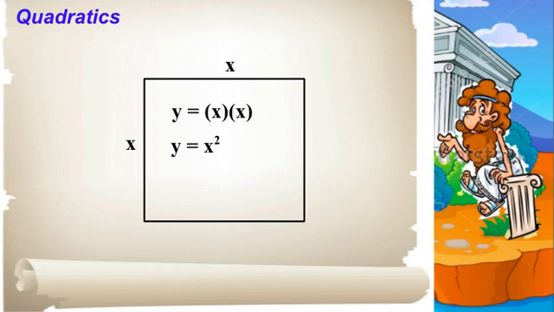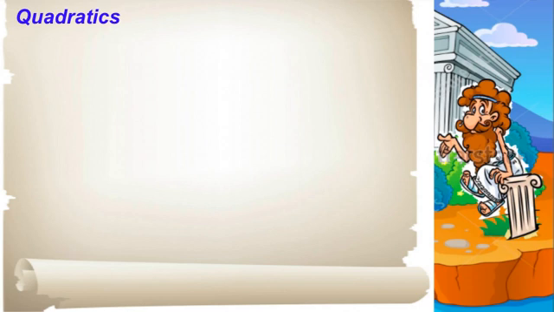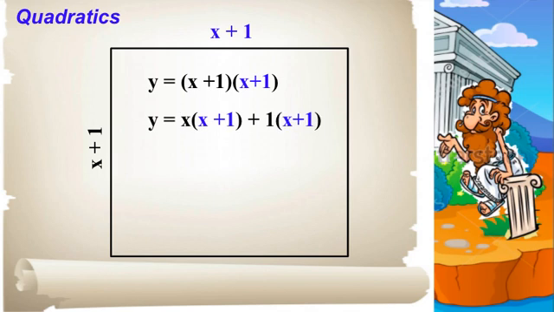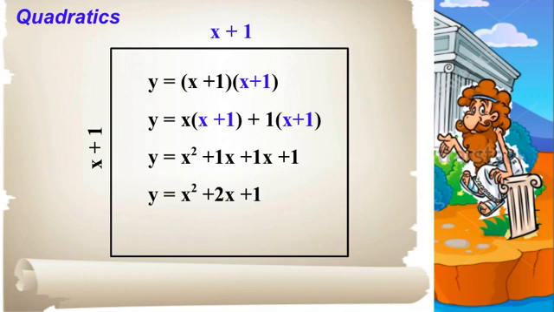We then visualized another square, having the dimensions x plus 1. And when we multiplied the length and width, it again created another quadratic equation in factored form. We then continued to multiply the parentheses together to expand the right side of this equation, to change this quadratic again into standard form. I hope you've found this review lesson helpful.